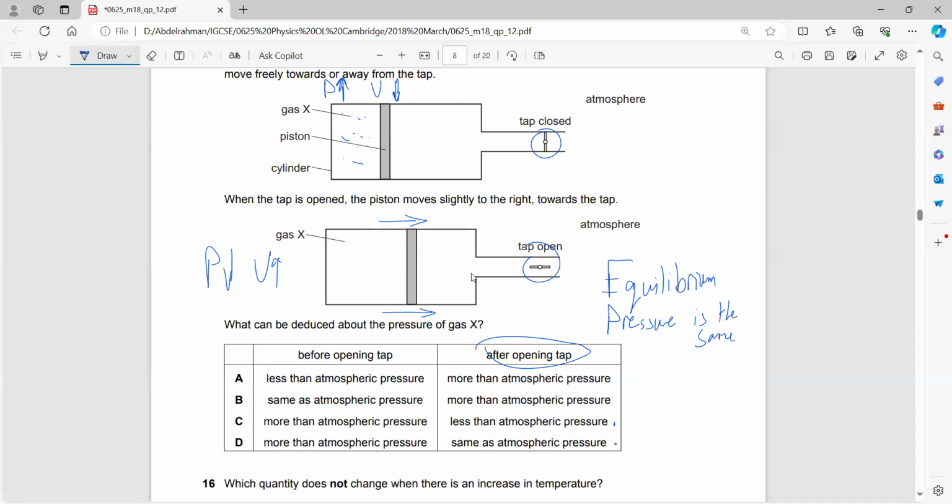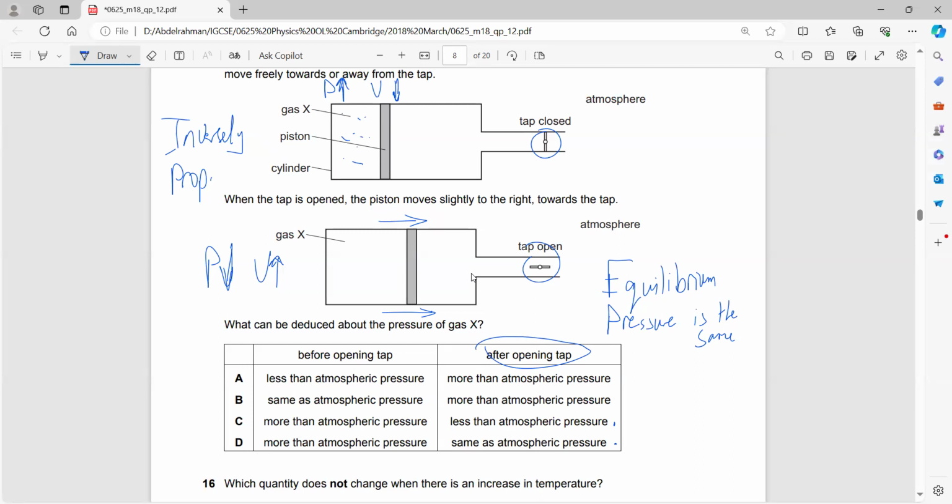So initially, the pressure was greater than the atmospheric pressure. When you opened up the tap, the pressure started to decrease, and as the pressure decreases, the volume increases. Why is this so? Because the pressure and the volume are inversely proportional. When you decrease the pressure, what happens to the volume? The volume increases.